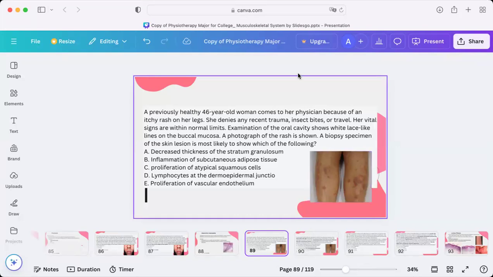Would we see a decreased thickness of the stratum granulosum, inflammation of the subcutaneous adipose tissue, proliferation of atypical squamous cells, lymphocytes at the dermo-epidermal junction, or is it proliferation of the vascular endothelium?